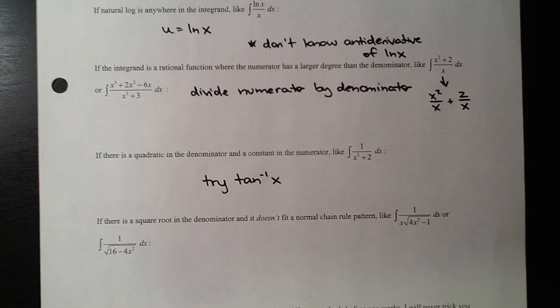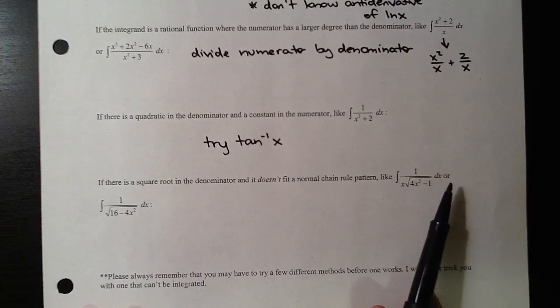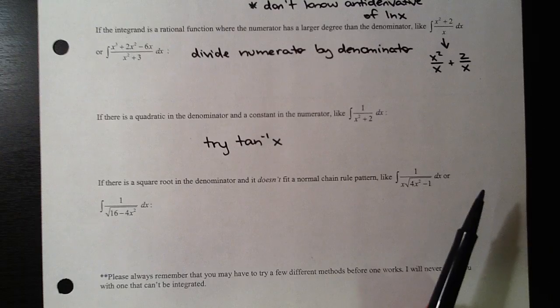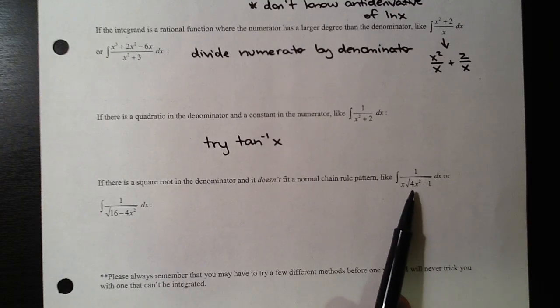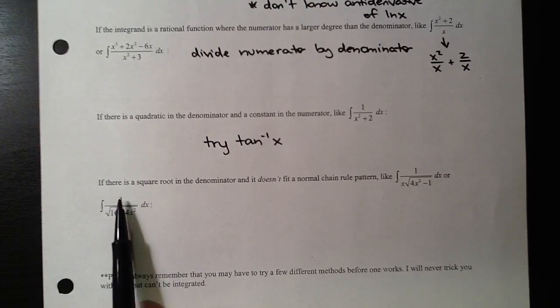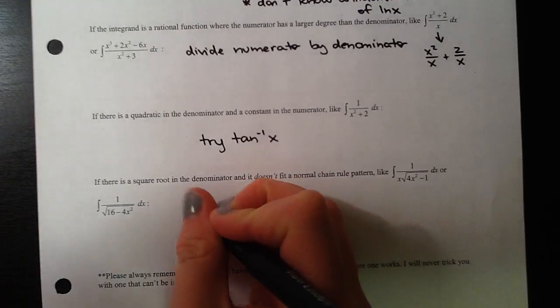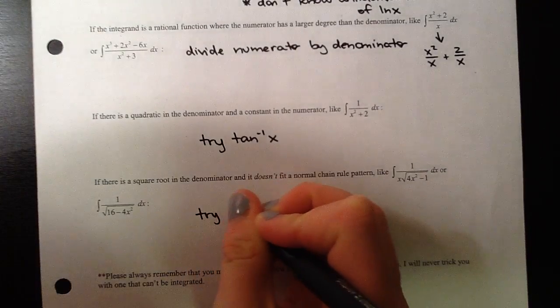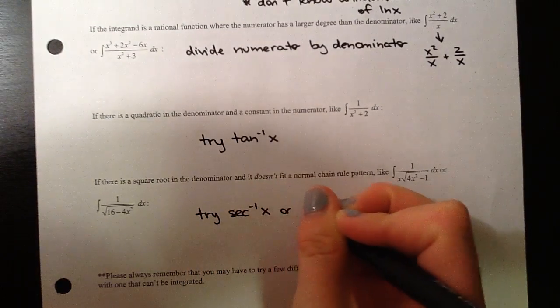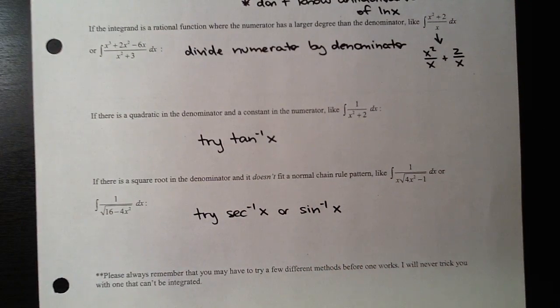Or, very similarly, like we did in the last lesson, if there's a square root in the denominator and it doesn't fit a normal chain rule pattern, like this one doesn't fit a chain rule pattern because you don't see an x anywhere in the numerator. Same thing with this one. If you see an x in the numerator, it fits a chain rule pattern. If it doesn't have an x in the numerator, then it's either going to be secant inverse or sine inverse. And you might have to do some crazy substitutions like we did in the previous lesson to get it to fit with what the original pattern is, okay?